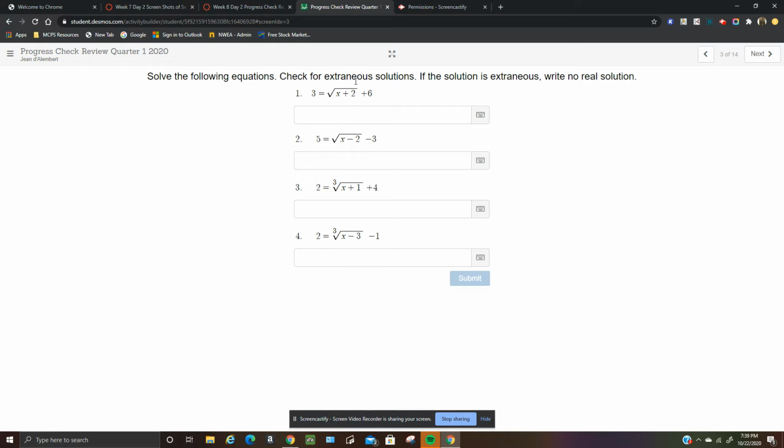So solve the following equation and check for extraneous solution. If the solution is extraneous, write no real solution. So this first one, to subtract 6 from both sides, you get negative 3 equals square root of x plus 2. And then the next step would be square both sides. And then last step is subtract 2.